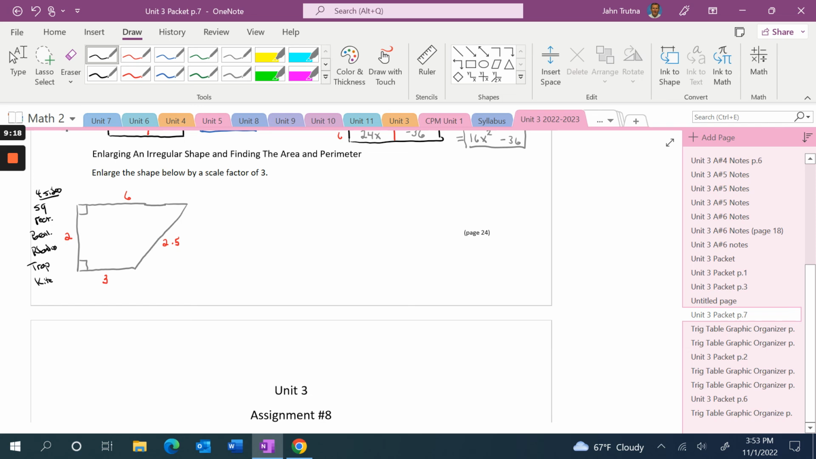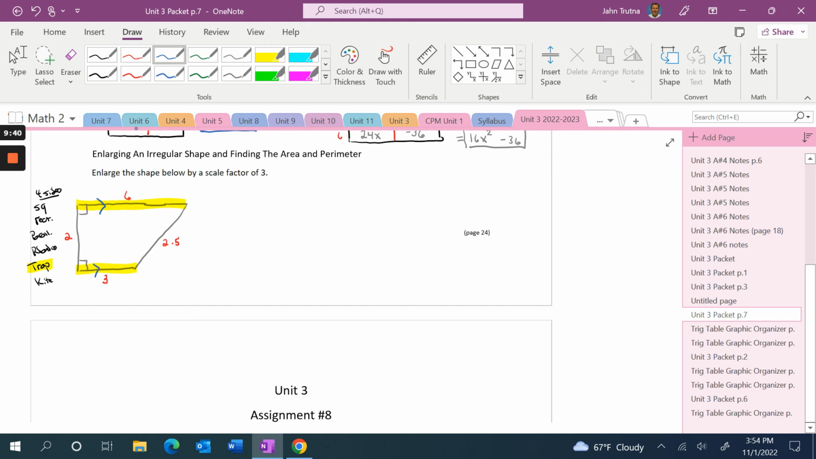Okay, is it any one of these shapes? Well, the answer is yes. It actually is a trapezoid. And we know it's a trapezoid because a trapezoid is a 4-sided shape that has 1 pair of parallel sides. And those 2 sides that I just highlighted in yellow are parallel to each other.